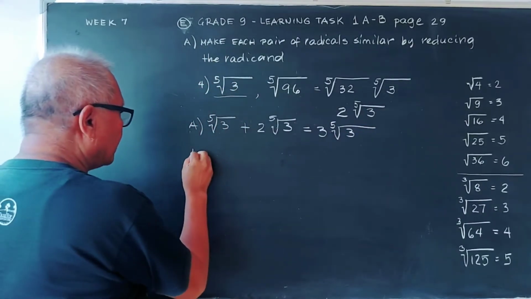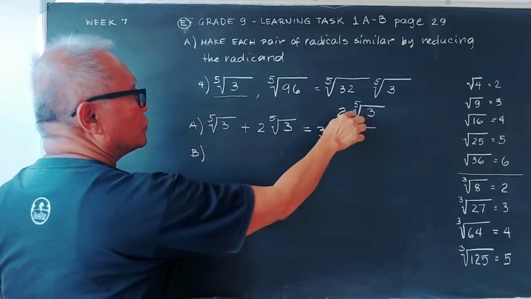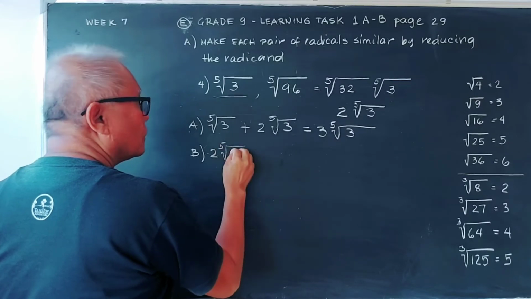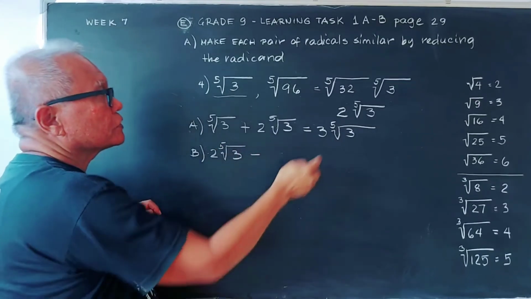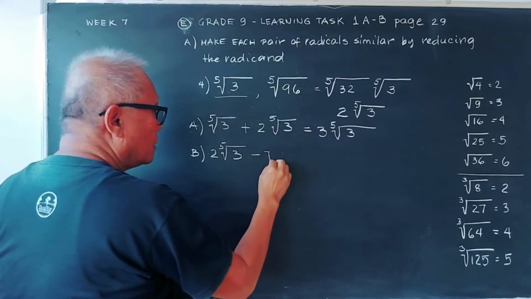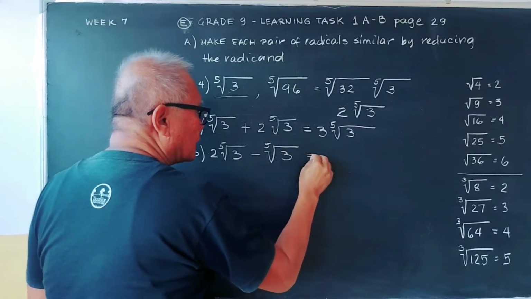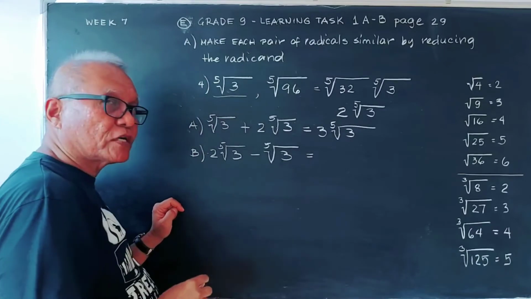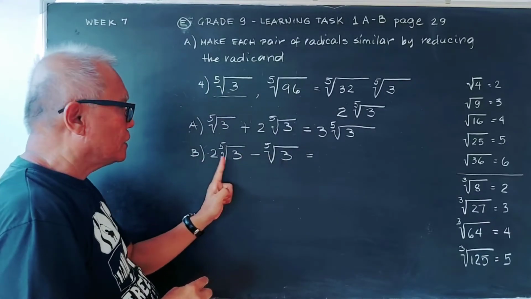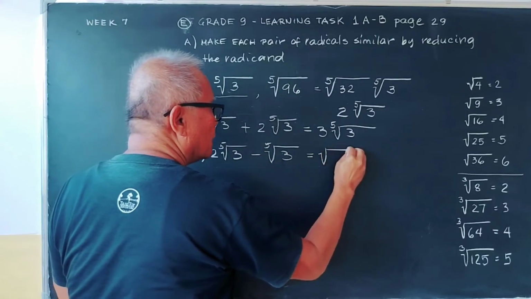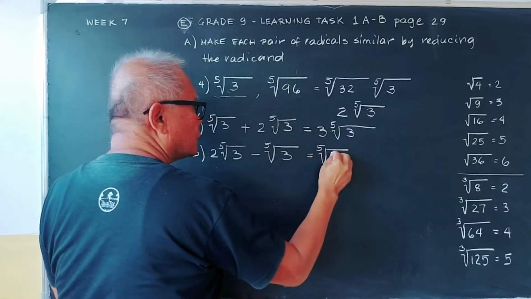Okay? B. O, subtraction tayo. Yung naunahin natin. 2 5th root of 3 minus yung nauna ito. 5th root of 3. Pwede bang mag-add tayo? Pwede bang mag-subtract? Yes, because they are like terms. So, 2 minus 1 is 1. So, matitira na lang is 1 5th root of 3.